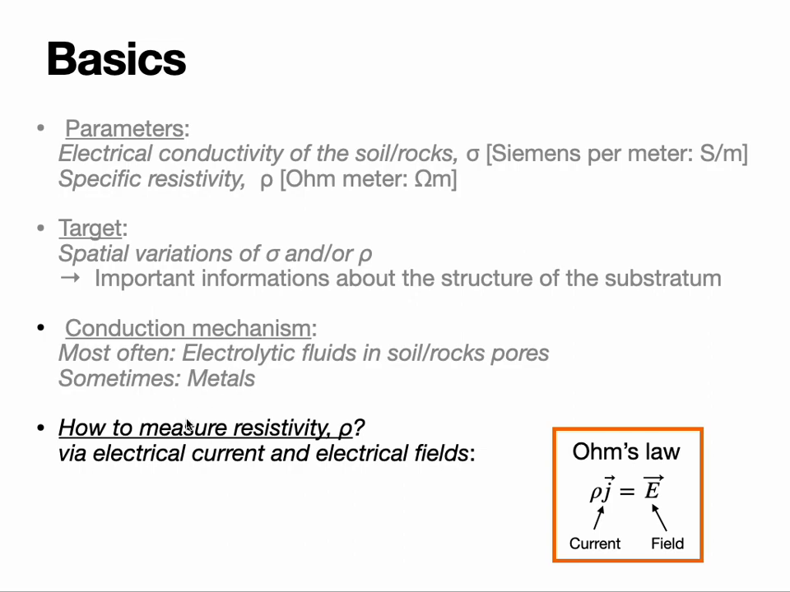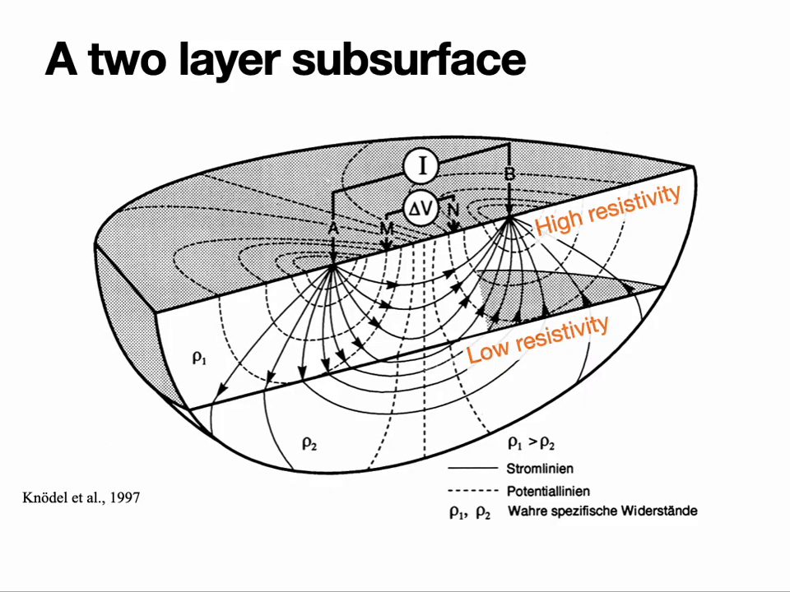The last point, which is here the most important, is how to measure the resistivity ρ. And for this, we can use electrical currents and electrical fields. And this is to remind you Ohm's law. You have a relationship between the current, the electrical field, and the resistivity here. So if we know this and we know that, we can determine this parameter here in principle.